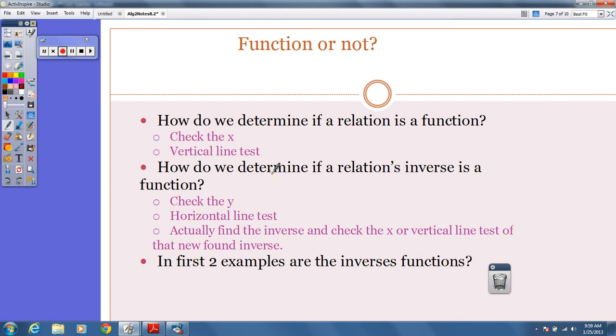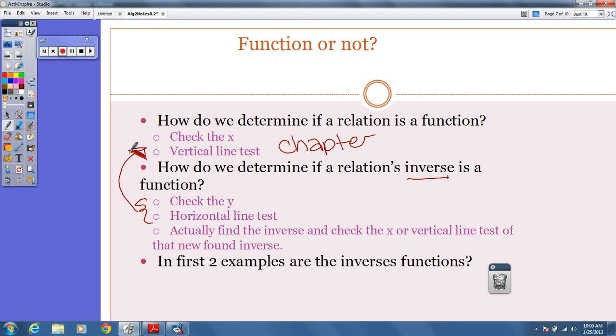So how do we determine if a relation is a function? We check the x and vertical line test. We did this in chapter 1. Okay? How do we determine then if a relation's inverse is a function? Well, this should make sense. Instead of checking the x, we should just check the y, because when you do the inverse, those columns are switched. So you would check the y, and instead of a vertical line test, you could do a horizontal line test. Okay? This is if you are actually given the graph of an original.